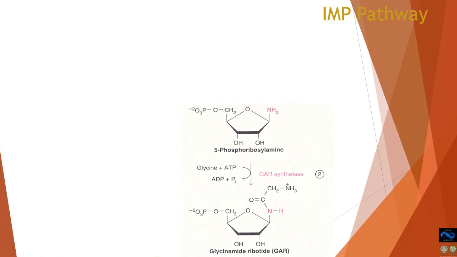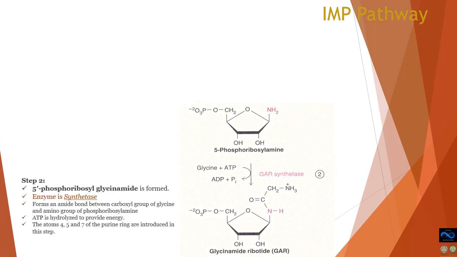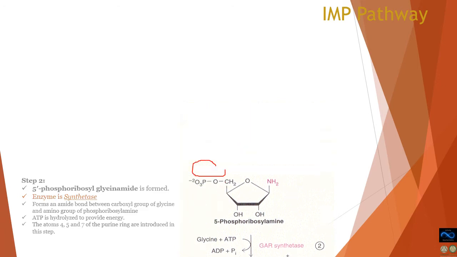In the second step, GAR synthetase converts phosphoribosylamine into glycinamide ribotide, and here the whole glycine moiety is introduced into the purine ring, which eventually makes up atoms C4, C5 and N7 of the purine ring. Furthermore, ATP is hydrolyzed to ADP, hence the energy equivalent of 1 ATP is utilized by the synthetase process in this second step.